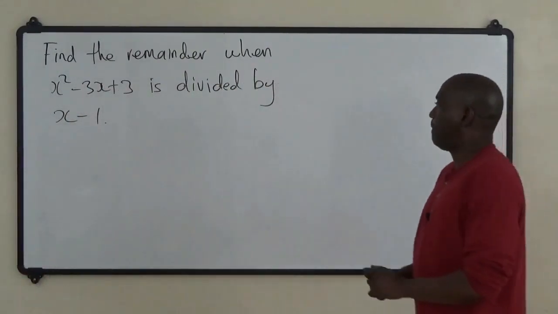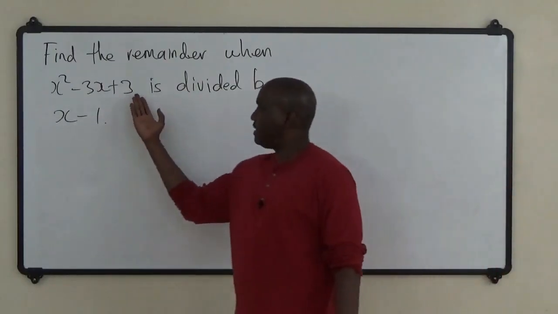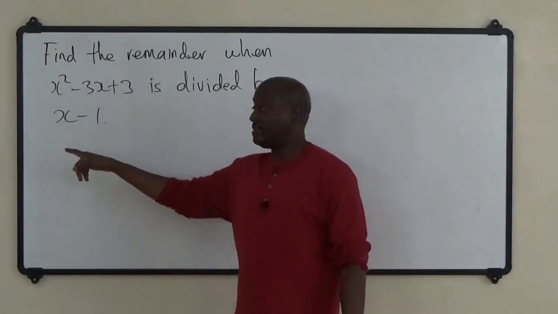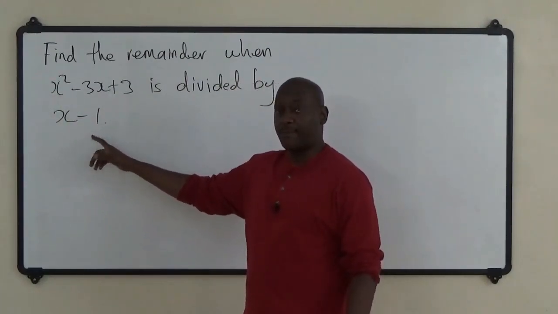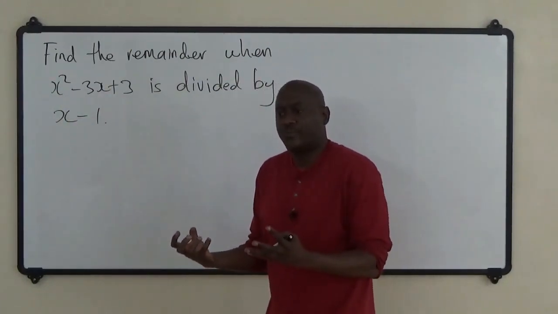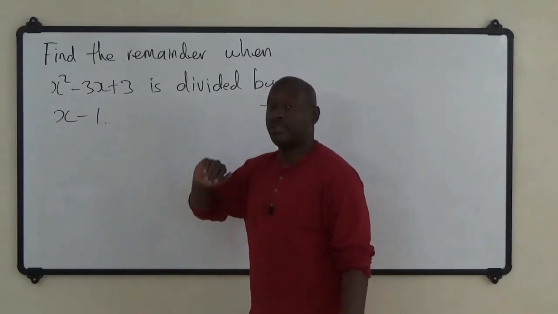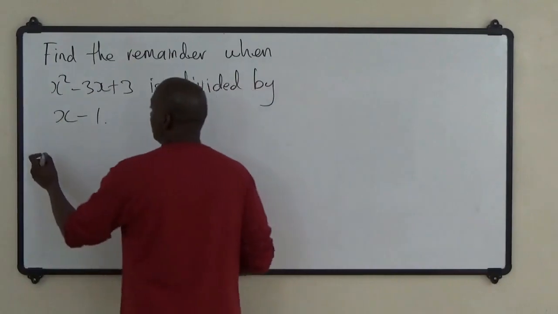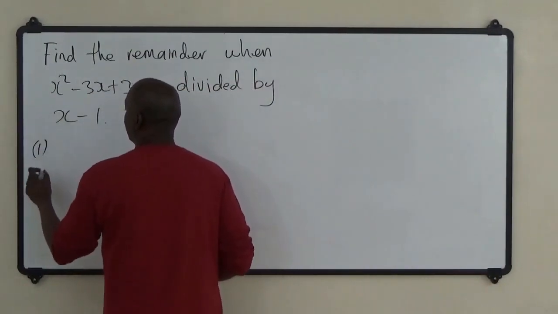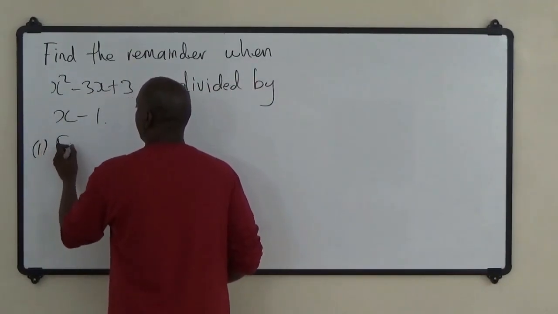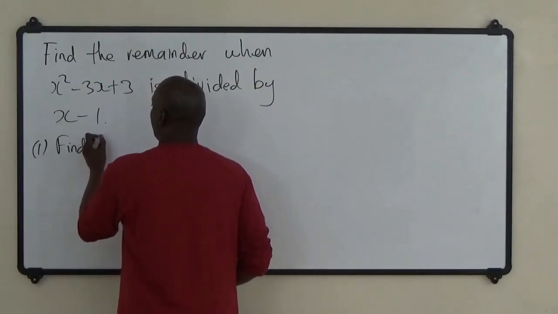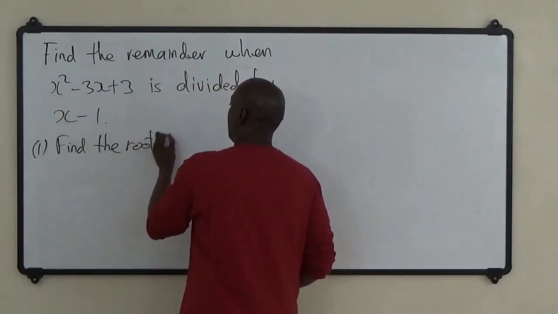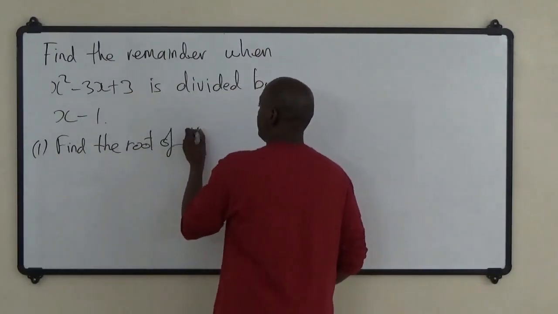Now, this is your dividend. This is your divisor. So, the first thing we do is to find the root of the divisor. Alright? So we say step 1, if we want to say, put it in steps. Right? Find the root of the divisor. Right?